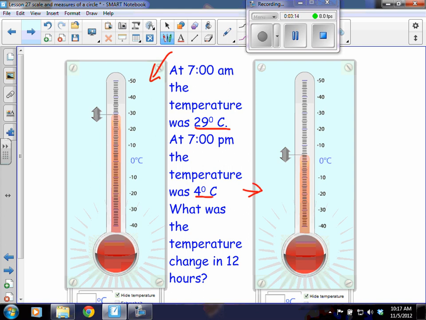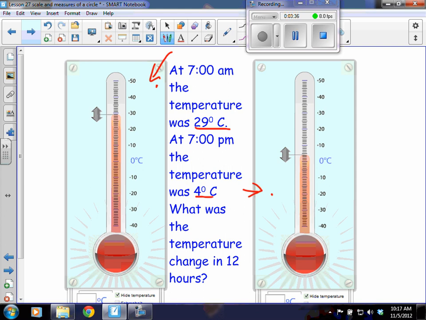So now we have a word problem that goes along with this. It says at 7 a.m. the temperature was 29 degrees Celsius, which is what we see once again right here. At 7 p.m. the temperature was 4 degrees Celsius, which is what we see over here. What was the temperature change in 12 hours? And so we want to know, what is the difference between these 2 temperatures?